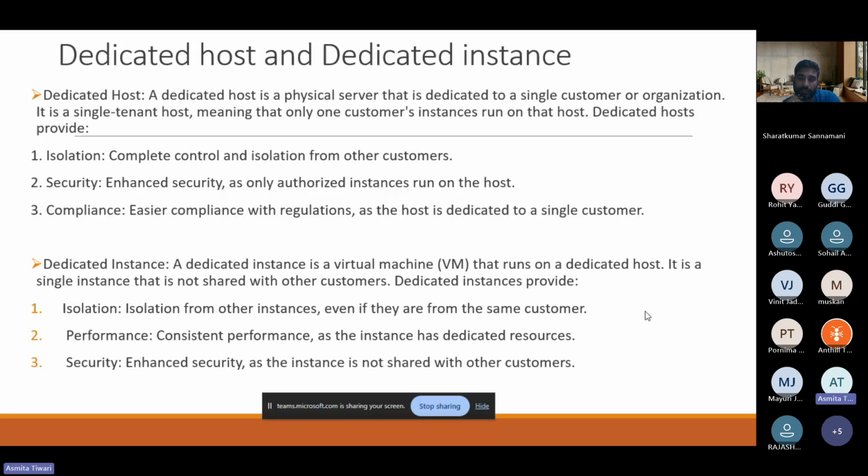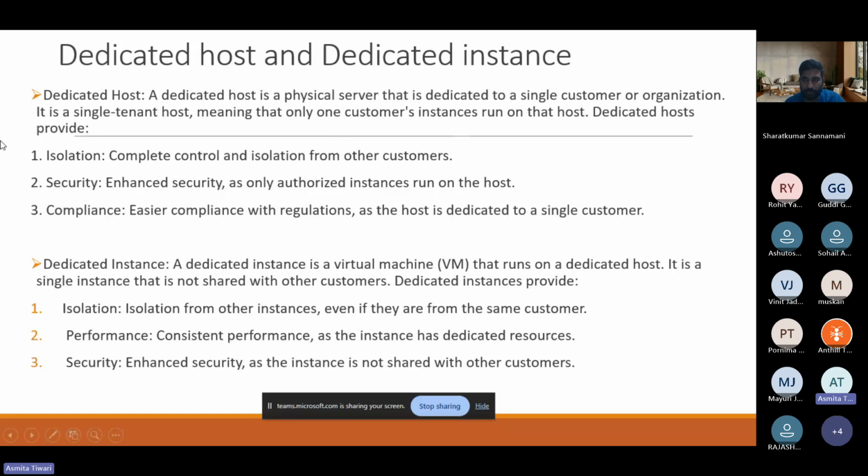Good evening, sir. My name is Ashmita Manas Tiwari. I'm from SK Tilak College, in TYCS BSc Computer Science. Today I'm presenting dedicated host and dedicated instance. A dedicated host is a physical server that belongs entirely to you or your organization. No other company or organization can access it.